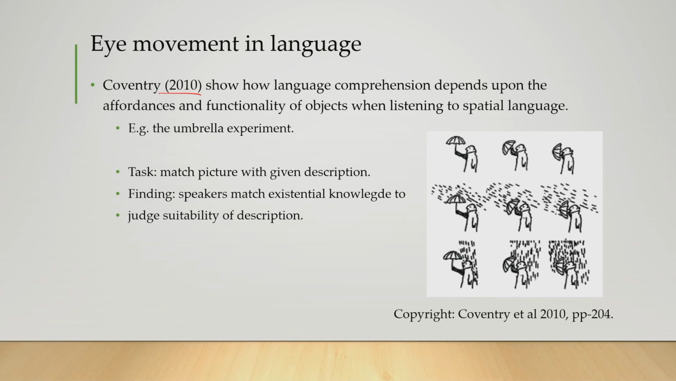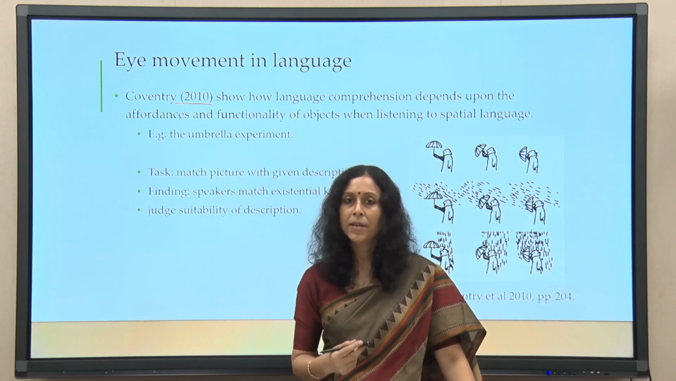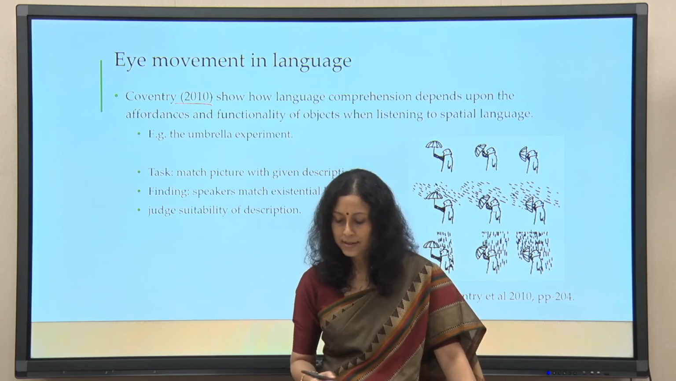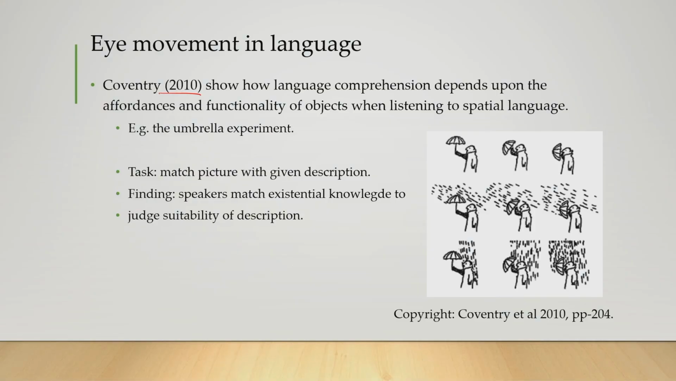The functionality and the affordances of an object, that particular understanding, does have an impact on how we process sentences. So, functionality of objects when listening to spatial language is something that Coventry looked at. This is the famous umbrella experiment. The task was to match a picture with a given description.